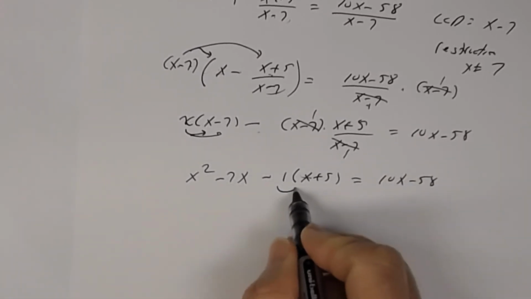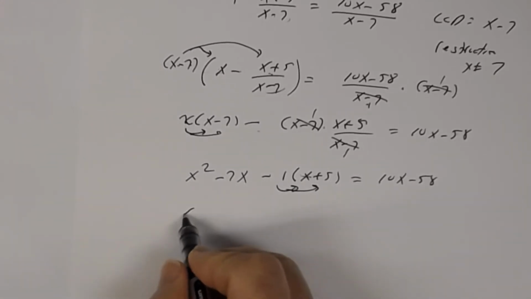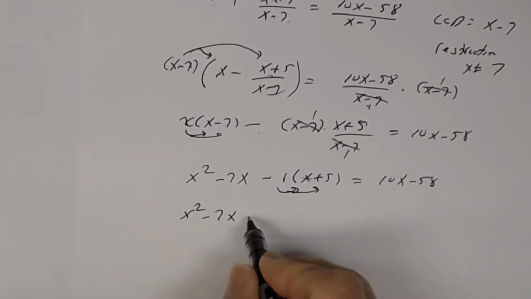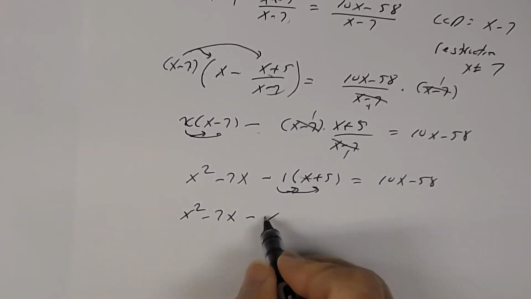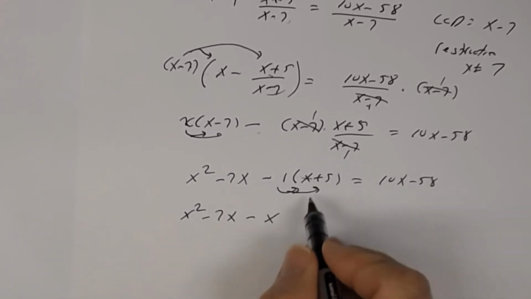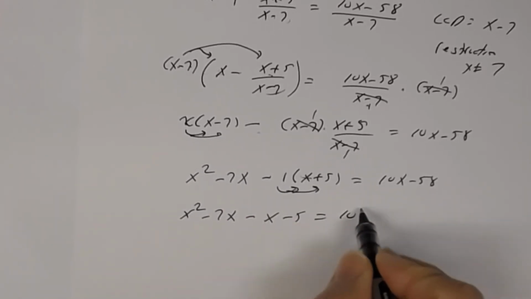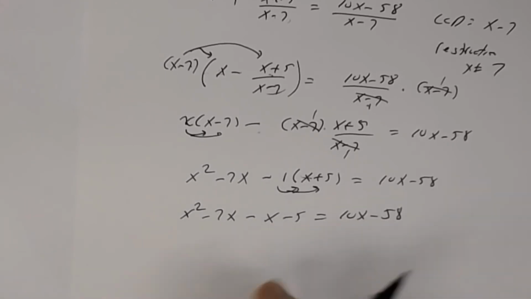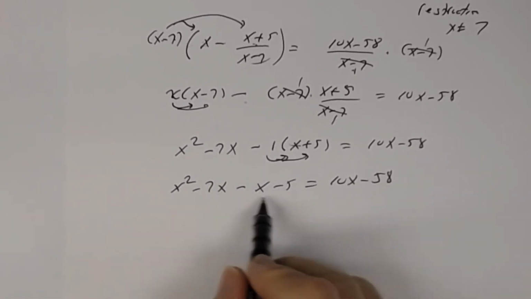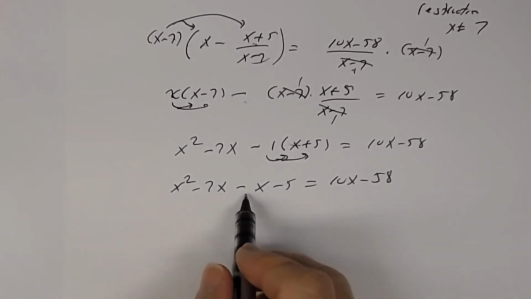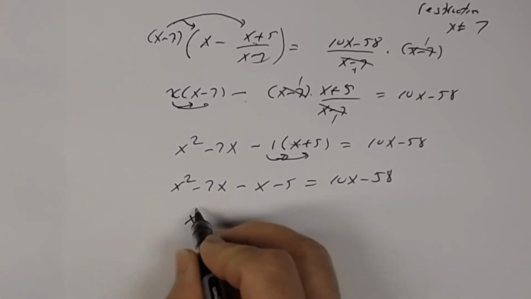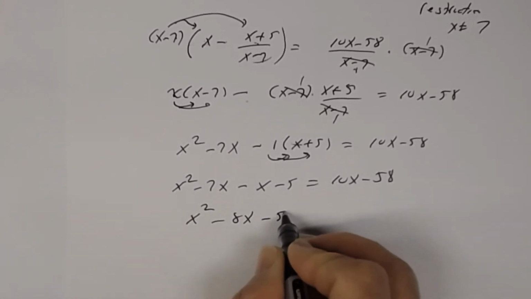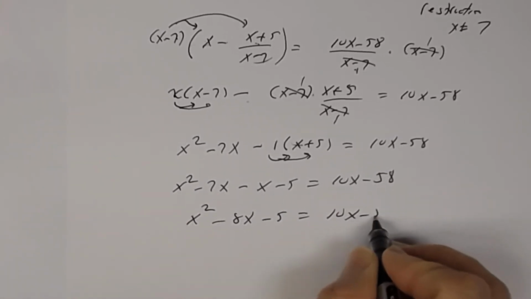All right. Distributing here now, I get x squared minus 7x. A negative 1 times x is a negative x. A negative 1 times 5 is a negative 5 equal 10x minus 58. Combining like terms on the left side, a negative 7x and a negative x is a negative 8x. I get x squared minus 8x minus 5 equal 10x minus 58.